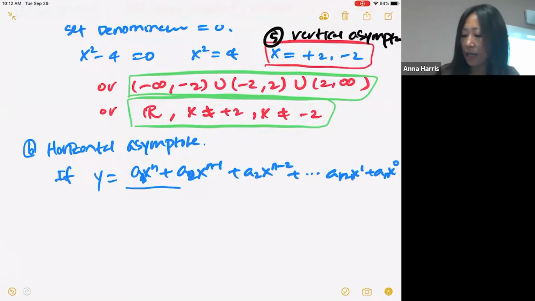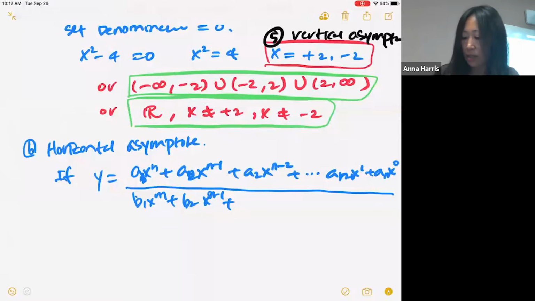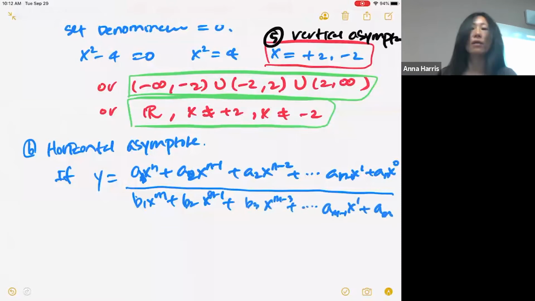And then divided by another polynomial, b1 x to the m plus b2 x to the m minus 1, and so on. I'm calling the power m in this case. So you have a fraction. This is a rational function again. Let's say you have a rational function, okay?